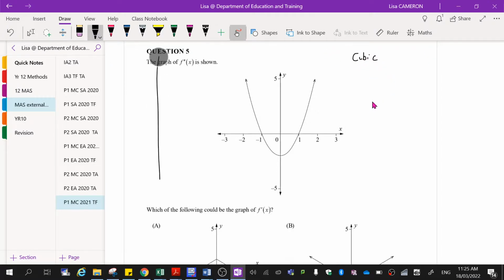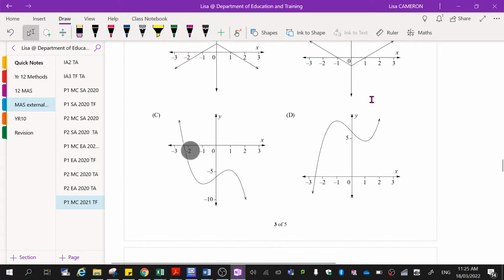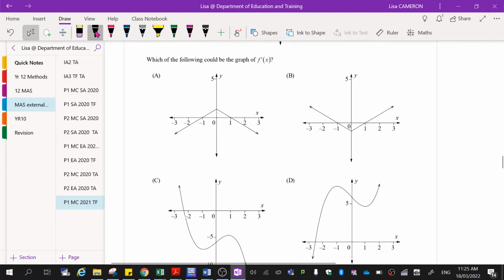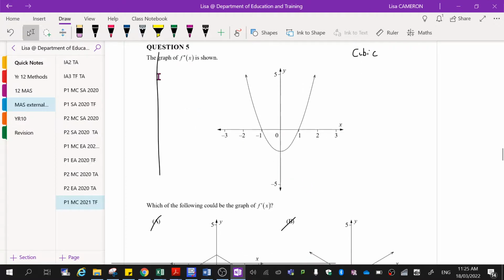So when I'm looking down here, I can straight away discount the first two because they are not cubics. Now, C and D are the two that we're looking for. So let's go back and search through for some more information.